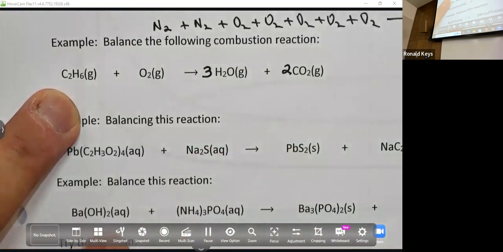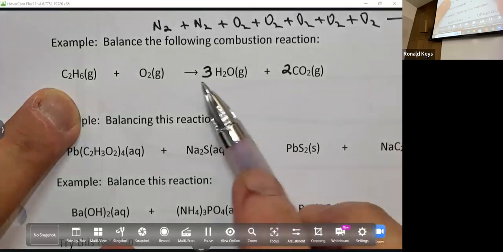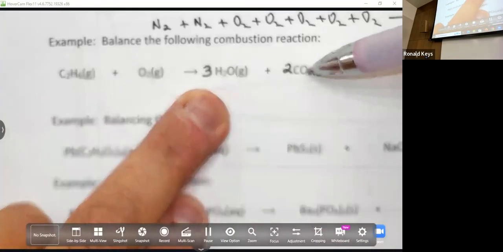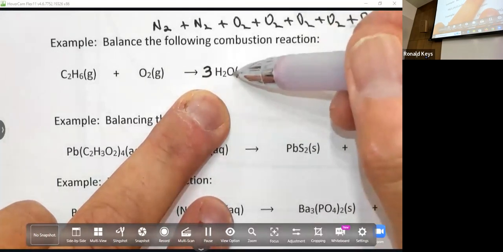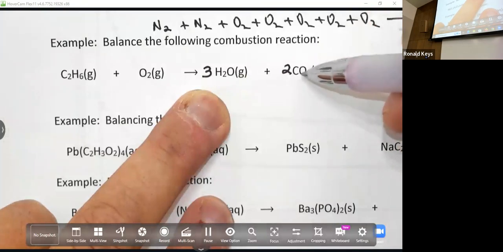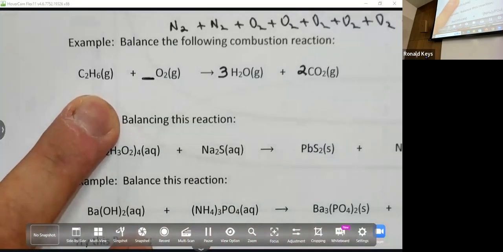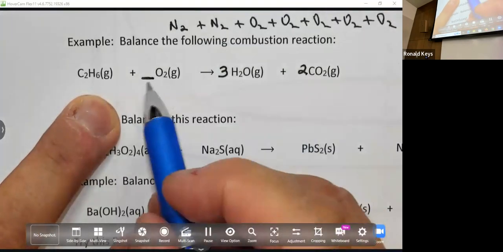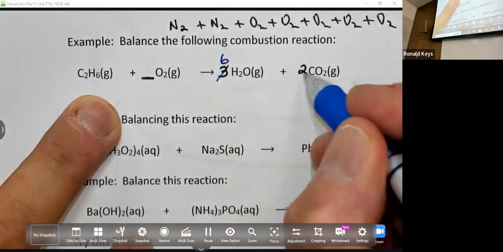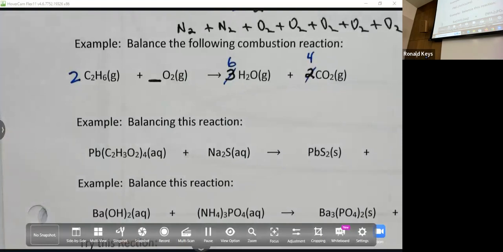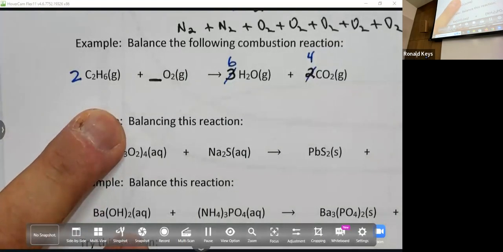Now we need to look at oxygen. How many total oxygen on the right? Seven. Right? 3 times 1, we got 3 here plus 4. 3 plus 4 is 7. Sometimes you'll see a 3.5 here, not very often. We need to get an even number. When this happens, double everything and come back to here. We're going to double everything to make our oxygens even. So now we have 6 plus 8, we have 14. We need a 7 here.